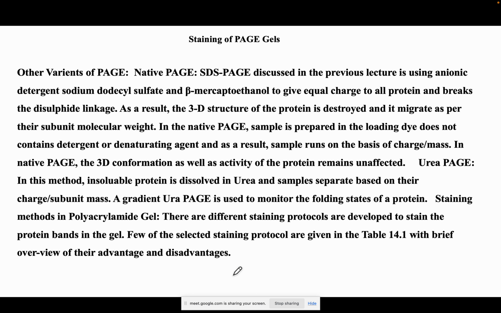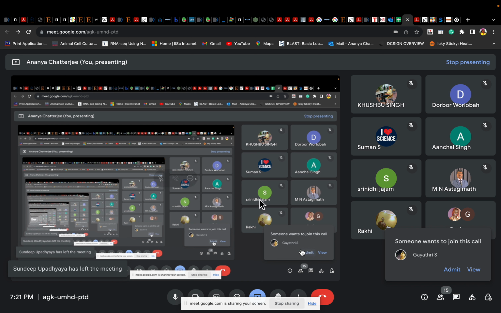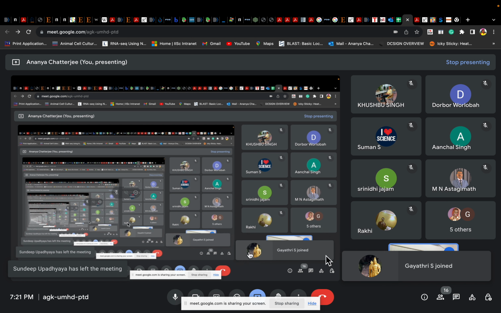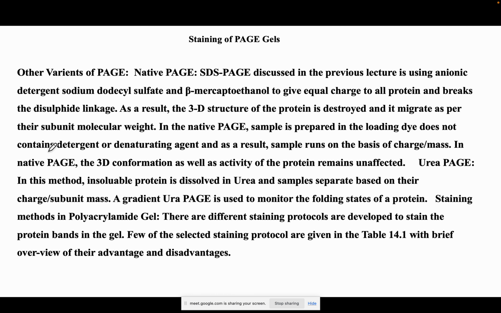Then we'll be discussing the staining of PAGE gels.